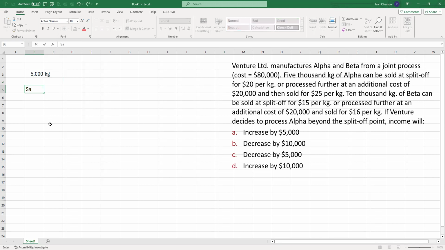Now, one option is that I can sell it at the split-off point for $20 per kilogram, correct? Or process it further. If I process it further, I can sell it for $25, correct? 10,000 kilograms of beta can be sold at the split-off point for $15 and processed further at an additional cost of $20,000 and sold at $16 per kilogram. If the venture decides to process alpha beyond the split-off point, the income will be, now we have to calculate what will be the income.